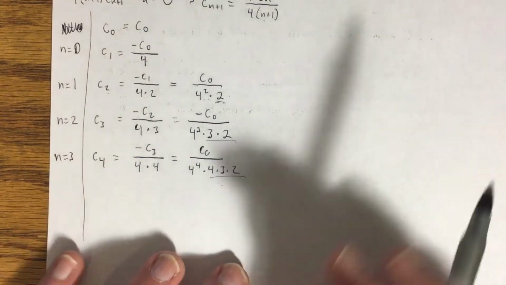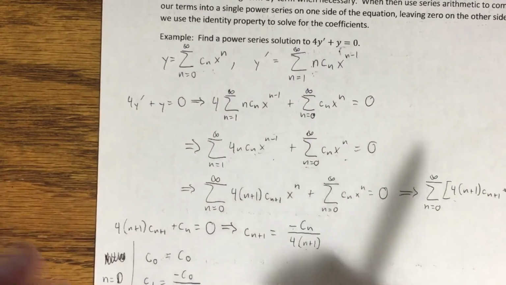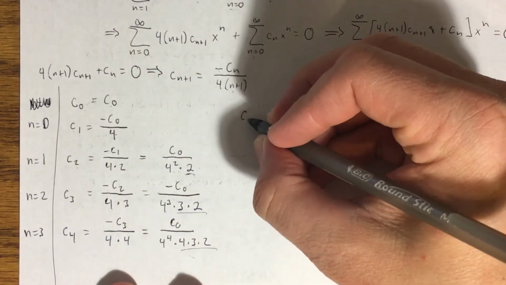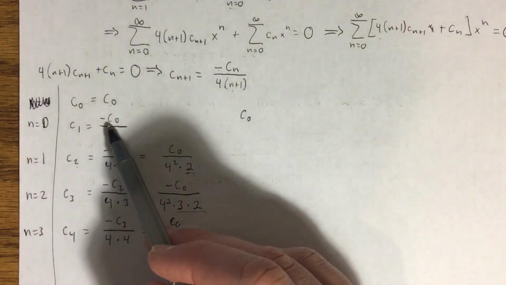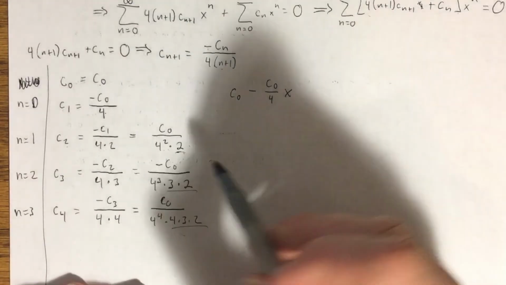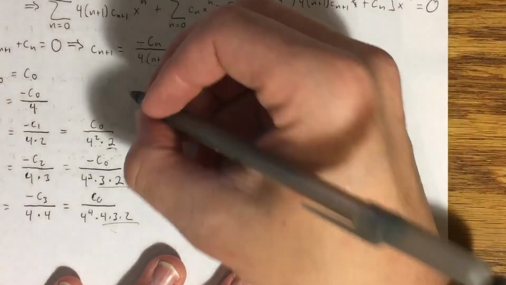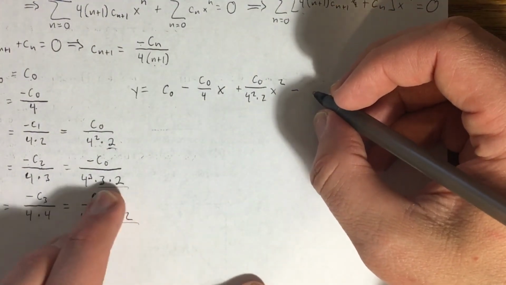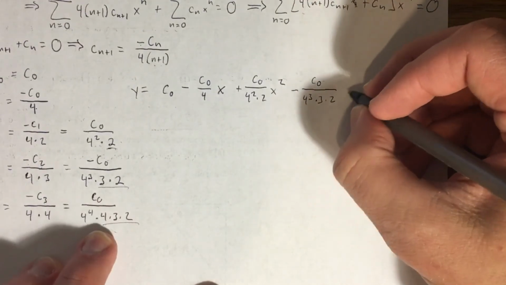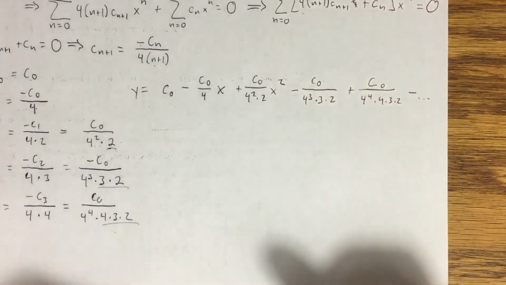Well, if I take my original power series, y equals the sum from n equals 0 to infinity of c n x to the n, and write it out term by term using these c n's that I'm finding right here, my very first term should be c naught. Then my next term should be this coefficient, so minus c naught over 4 x. Plus this coefficient, so plus c naught over 4 squared times 2 x squared, minus that next coefficient, c naught over 4 cubed times 3 times 2, plus c naught over 4 to the 4th times 4 times 3 times 2, minus, and you're seeing that pattern there, okay?